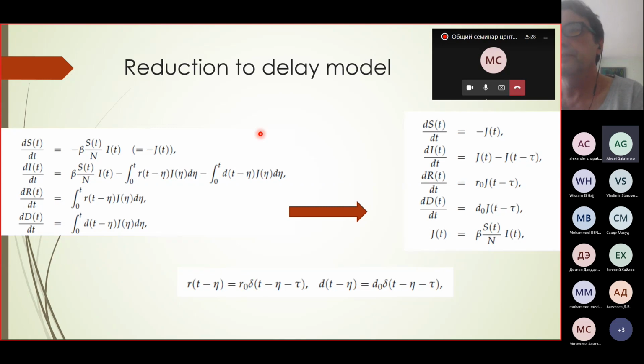Should we put the coefficients R0 and D0 in the second equation before J of T minus tau?